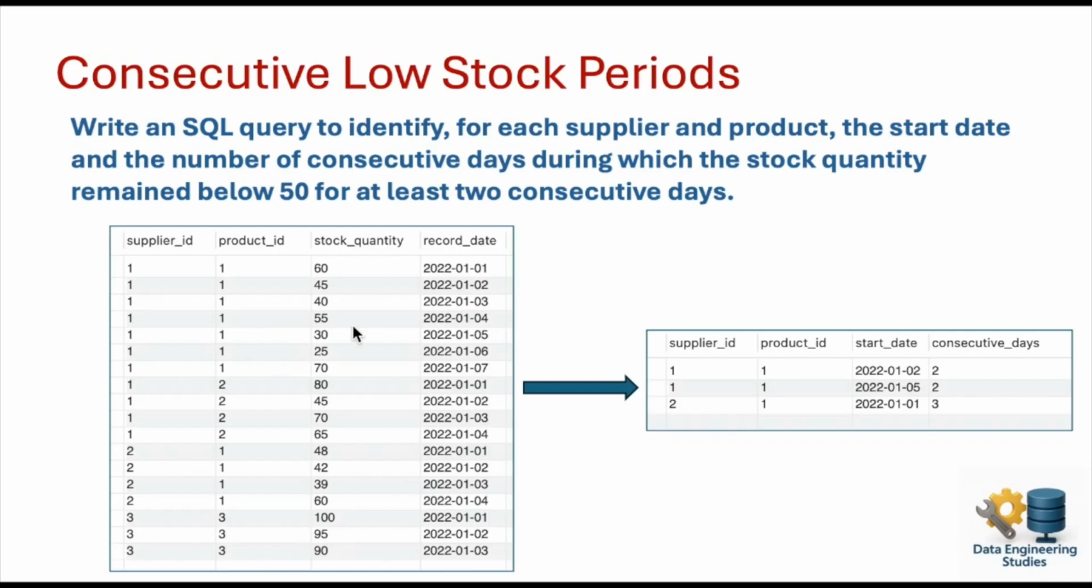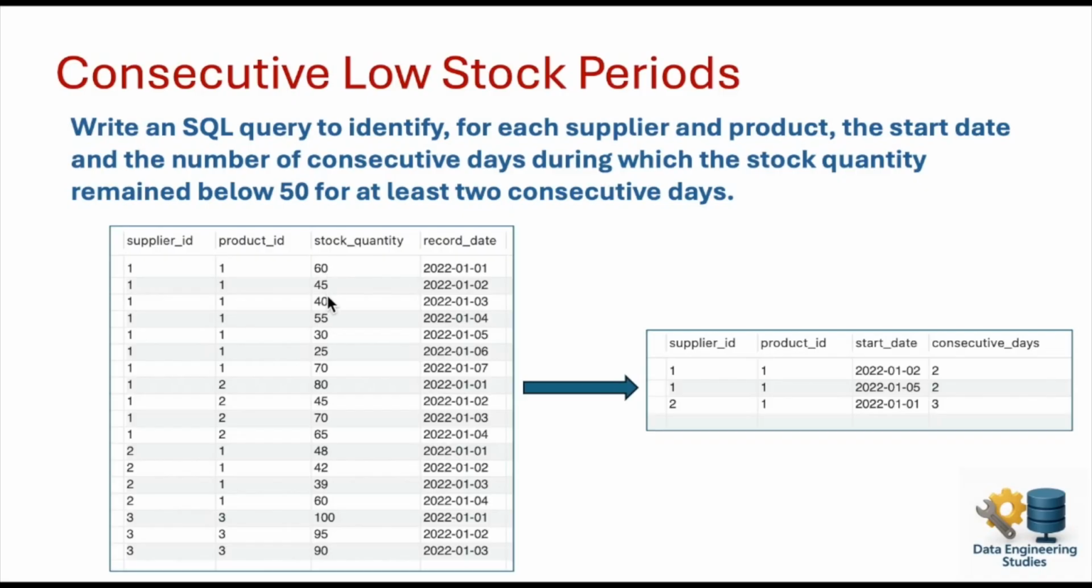We are given a supplier table which has 4 columns: supplier ID, product ID, supplier quantity and record date. And here are the sample records. If you see the first record, the supplier ID is 1, the product ID is 1, the quantity is 60 and the date is 1/1. Since the quantity is greater than 50, we don't consider this record.